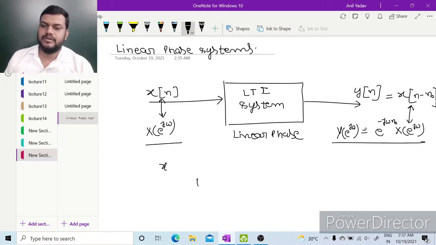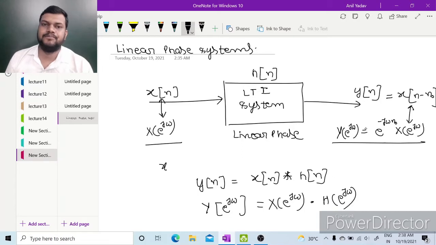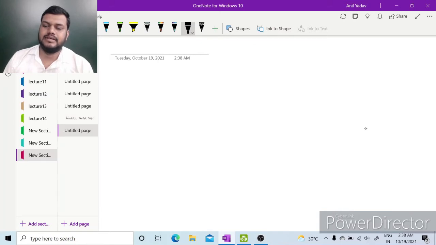So we know that this y[n] for any LTI system can be written as x[n] convolved with h[n], where h[n] is the impulse response of this LTI system. Then Y(e^jω) will be X(e^jω) multiplied with H(e^jω). This is the convolution in time domain property of DTFT. So here we can see that Y(e^jω) is e^(−jωn0) X(e^jω).